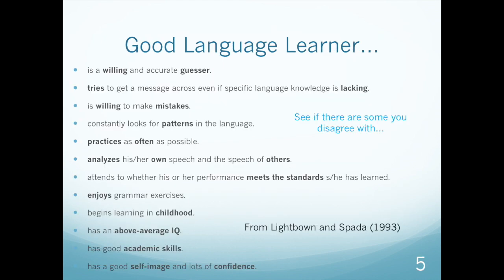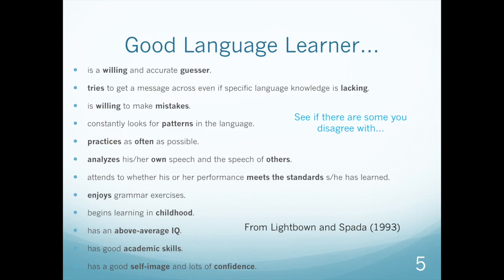Now, according to Lightbown and Spada, in 1993 they performed a study and derived a few attributes or qualities of good language learners. Remember that Dörnyei says that these are different attributes which are not language specific per se. If you look at slide number 5, you will notice that the good language learner has the following characteristics, and you can see whether you agree or disagree with some of them, of course. I have bold printed some of the keywords in the slide.